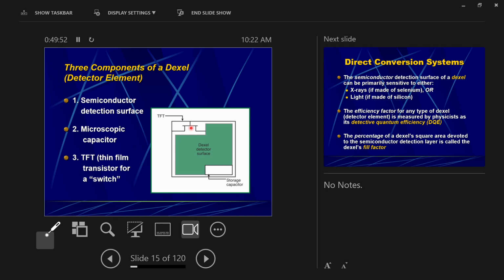Okay, so three parts. A detector surface that converts X-rays into electricity, a semiconductor; a capacitor to store that electricity; and a thin film transistor to turn on and send that current to the computer when it's time to. This is why it takes a couple of seconds, but not minutes, to get the image up on the screen. A couple of seconds because each one of those detector cells has to send their current to the computer. This happens very fast, but it has to happen in an organized manner.